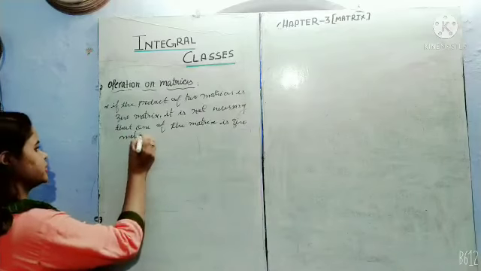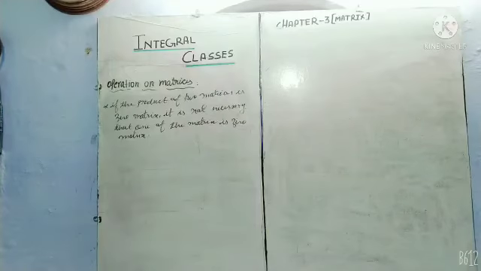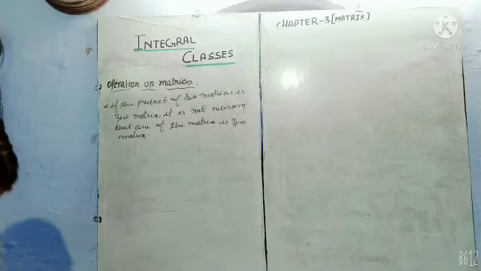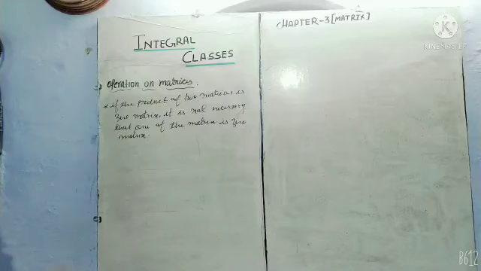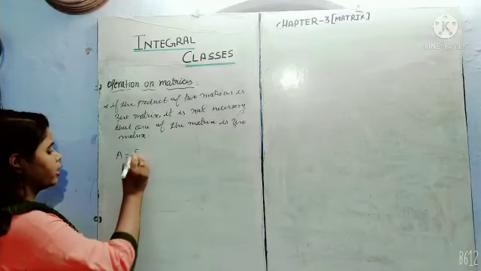What does this statement say, student? It says that if we have two matrices and we multiply them and get a 0 matrix, it is not necessary that one of them is 0. Let's consider an example. A equals what?